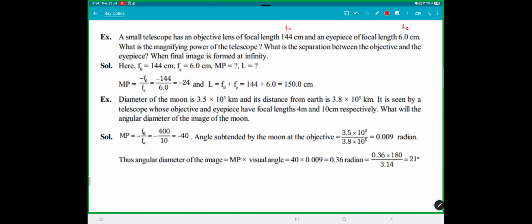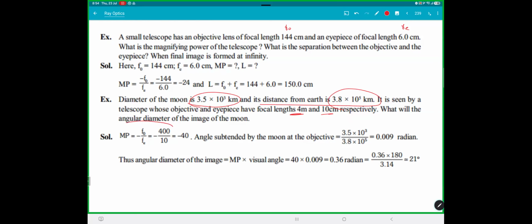Let's see the second one. The diameter of the moon is 3.5 × 10^3 kilometers. Its distance from the earth is 3.8 × 10^5 kilometers. It is seen with a telescope whose objective and eyepiece focal lengths are 4 meters and 10 centimeters. Can you see that difference here? f naught is pretty large. What will be the angular magnification of the image?